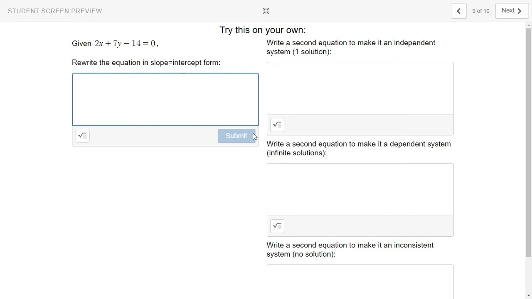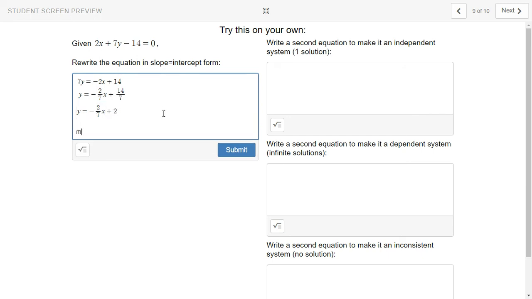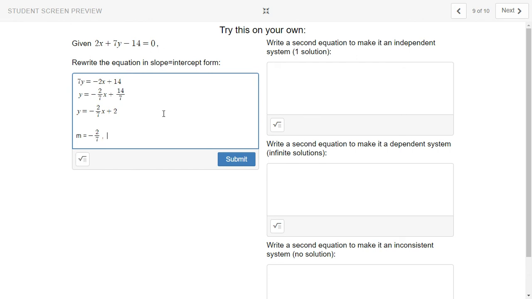Okay, let's take this up. I'm going to first rearrange this. The 7y is equal to negative 2x plus 14. We have y is equal to negative 2 over 7x plus 14 over 7. y is equal to negative 2 over 7x plus 2. So what that tells us, our slope is negative 2 over 7, and our y-intercept is 2.